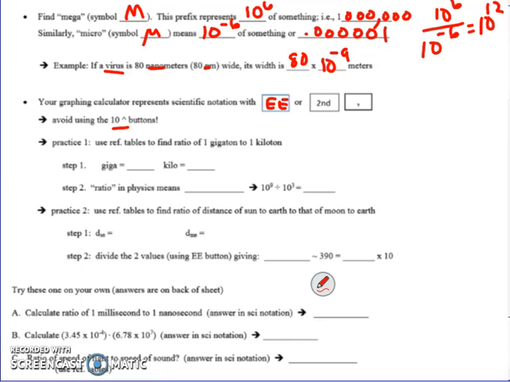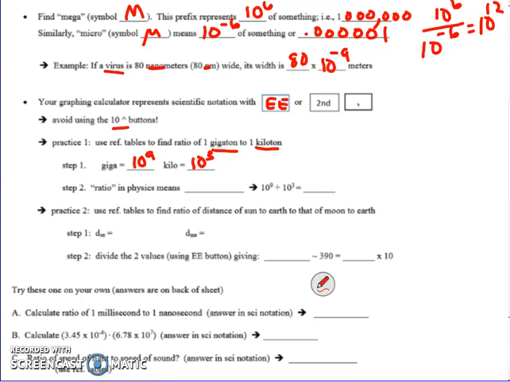Okay, so let's do some quick practice, again using our reference tables. Let's find the ratio of a gigaton to a kiloton. So ton is an amount of mass. Giga and kilo are prefixes for amounts, convenient amounts. So look up giga, all right, that's a billion, 10 to the 9th. Kilo, you should be familiar with, is 1,000, 10 to the 3.